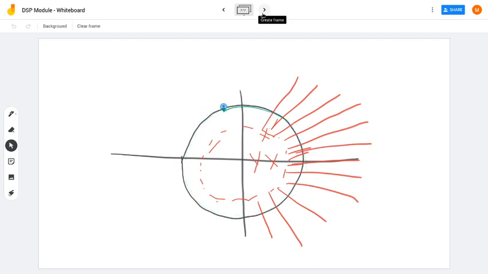So it looks like the condition for the system to be both causal and stable is that we should have all the system poles located inside the unit circle. This will guarantee an ROC going outward, which includes the unit circle. In other words, a causal and stable system.